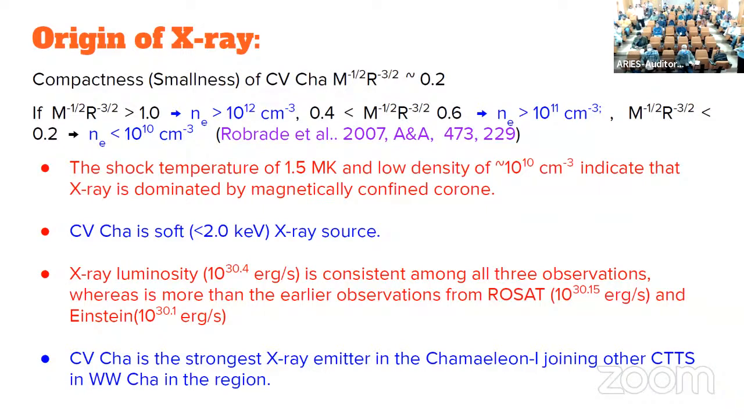What is the inclination angle of the source? It's around 68 degrees, something like 68. Okay. I don't remember exactly, but it's around 60 to 50 degrees, around like that.